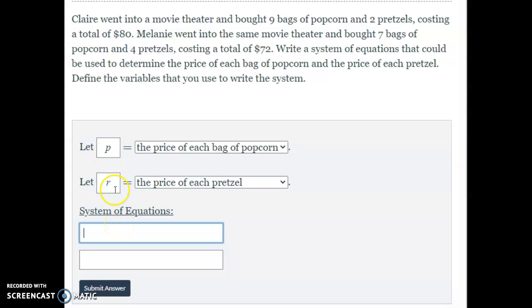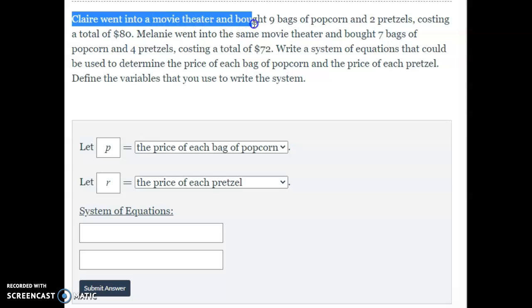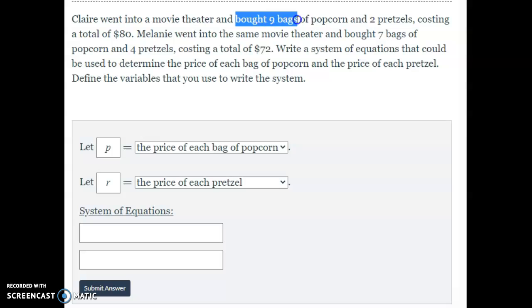And then I'm going to go back through, and anywhere it talks about the price of popcorn, I'm going to use the letter P. And anywhere it talks about the price of a pretzel, I'll use the letter R. So if I read through this, I'm going to look for math. Claire went into a movie theater. Okay, so that's not necessarily math, but here comes the math. She bought 9 bags of popcorn and 2 bags of pretzels. So if P was popcorn and R was pretzels, how would I show 9 popcorn and 2 pretzels?